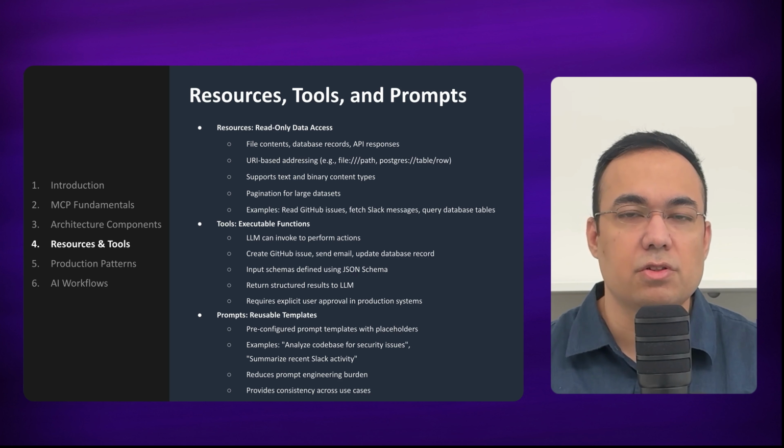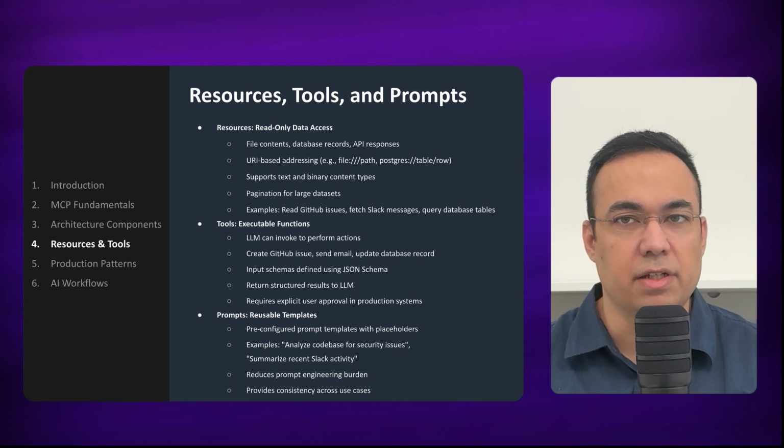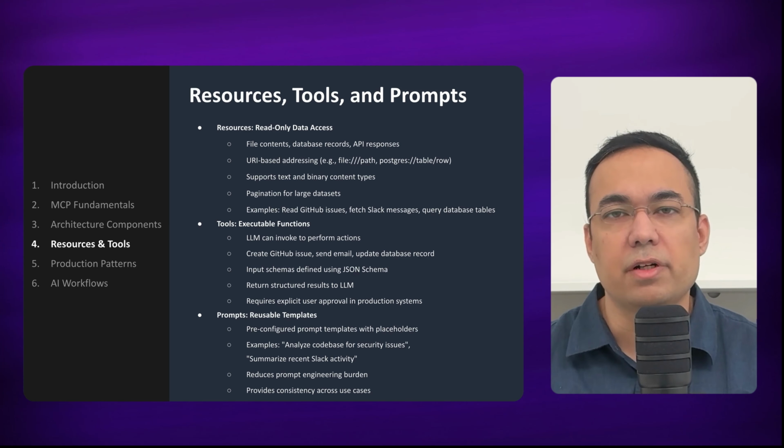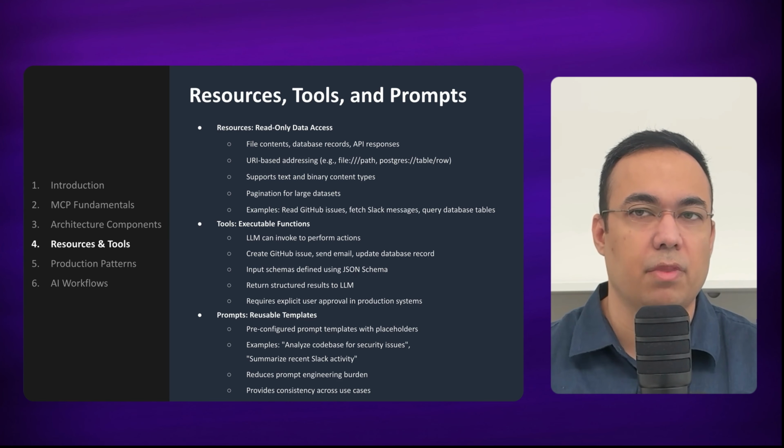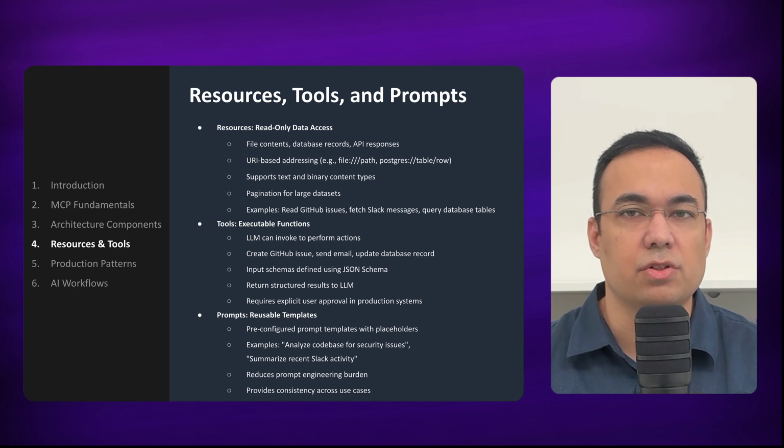Third are prompts. Prompts are reusable templates with placeholders. Examples include, for example, analyze this code base for security issues or summarize recent Slack activity in the engineering channel. Prompts reduce prompt engineering burden because you define templates once and reuse them. They provide consistency across use cases and can reference resources dynamically.